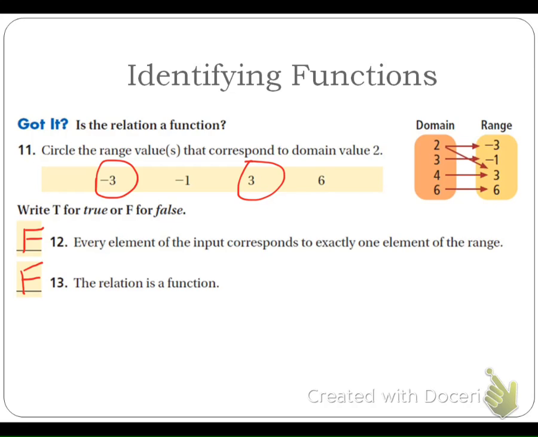While we're looking at this, take a look at the number 3 in the range, the +3. You see how you have 2 arrows pointing to the same number? That's okay. The domain of 4 has only one output, or the range of 3. That's fine. What you cannot have, though, is like with the 2, where it's pointing to 2 different numbers.